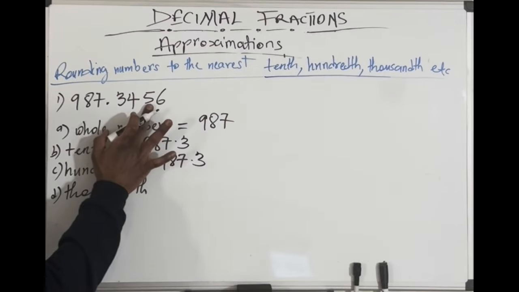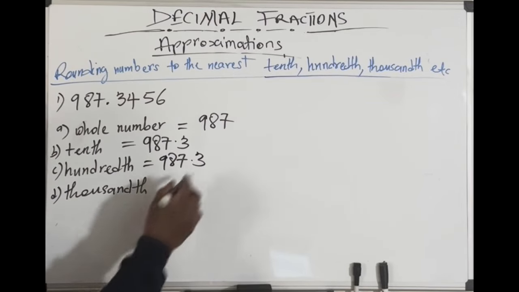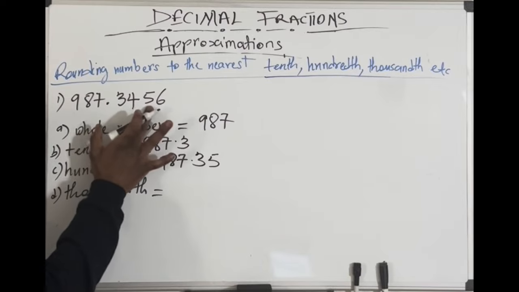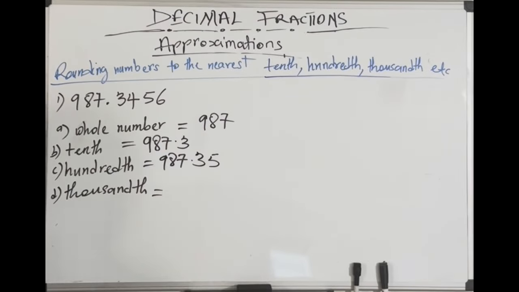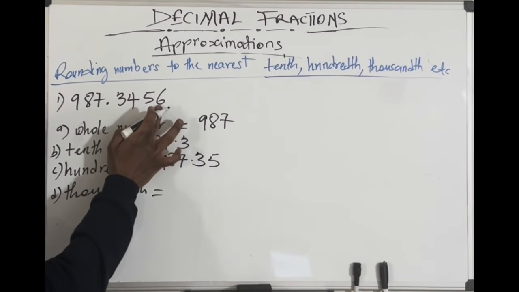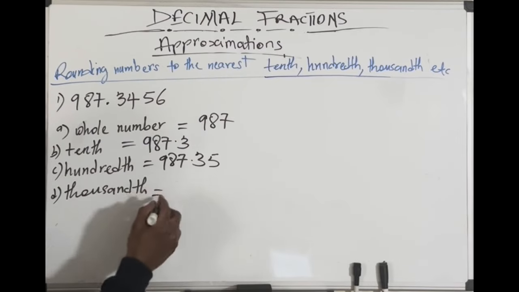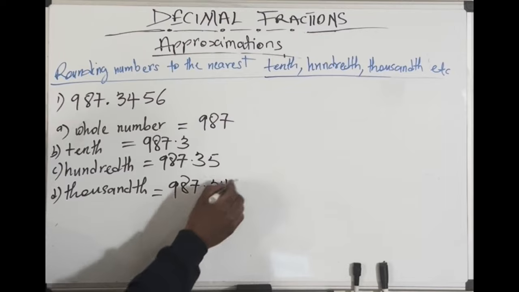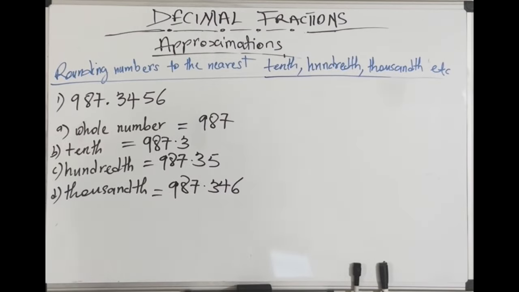So 987.34. Let's look at the next number, 5. So we can add 1 to it. So 3, 5. Then thousandth. We are looking at this. The next number is more than 5, so we add 1. So 987.346. So these will be our answers.